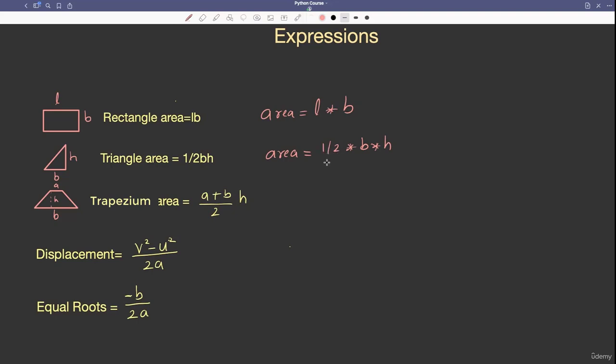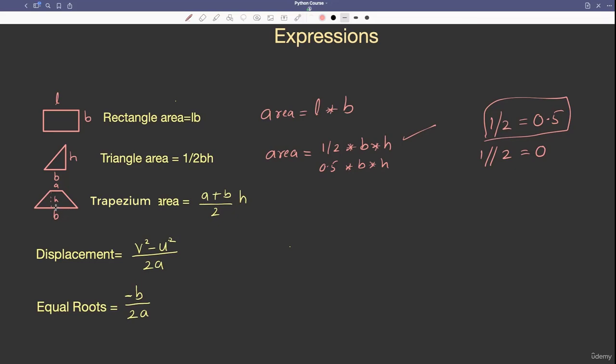No. If you remember, this is a single slash. This is 1 by 2. What does it give? It gives a float result, 0.5. When 1 is divided by 2, the answer is 0.5. If I am using double slash, that is floor division, it gives the result as 0. But float division gives the result as 0.5. So this gets converted into 0.5 into base into height. Yes, this formula is perfect. This is valid in Python.